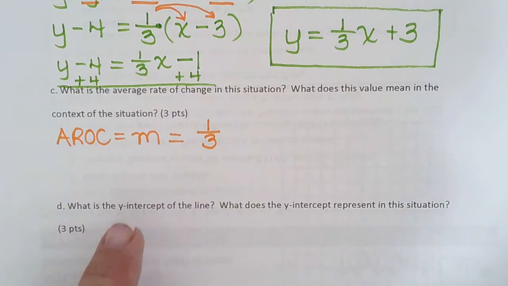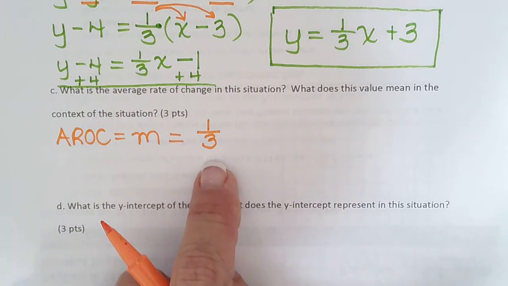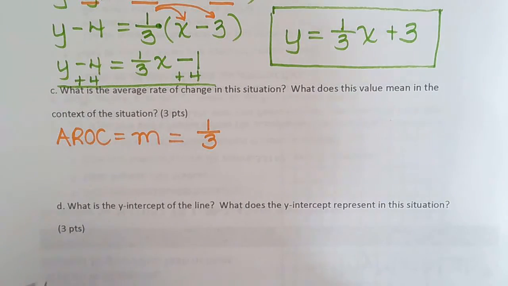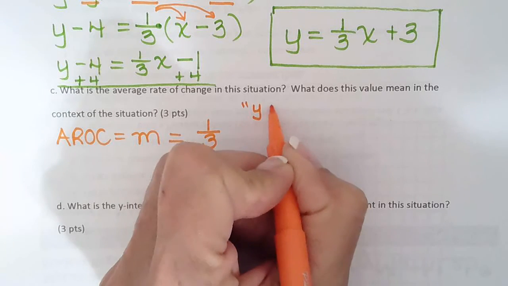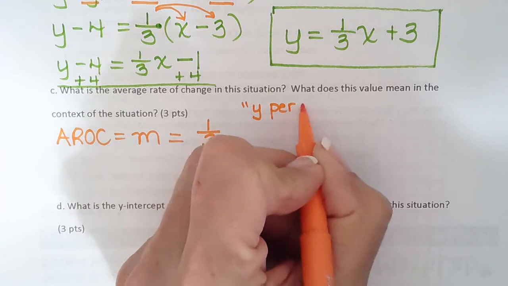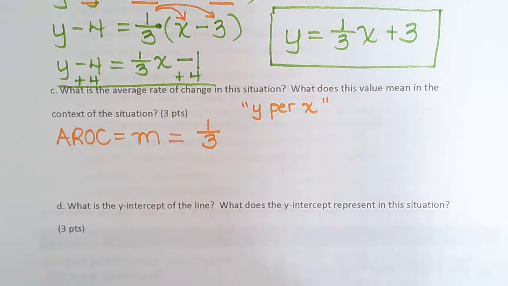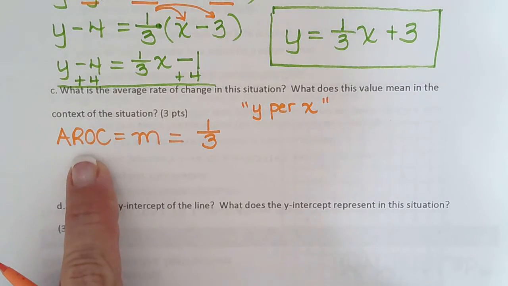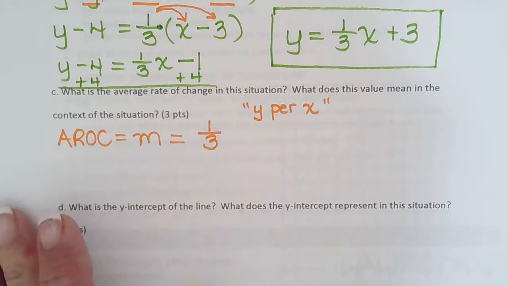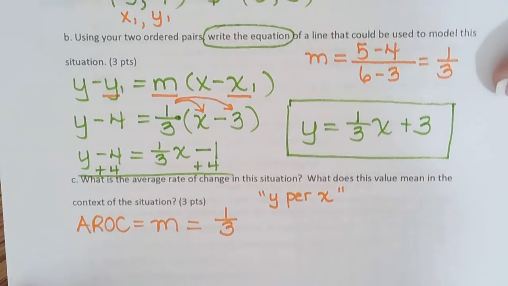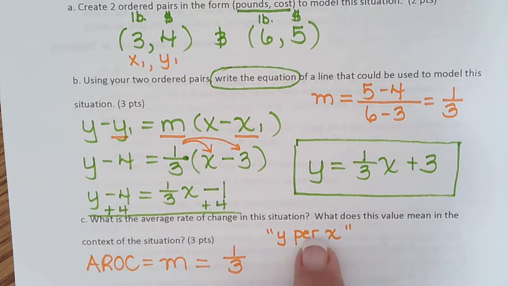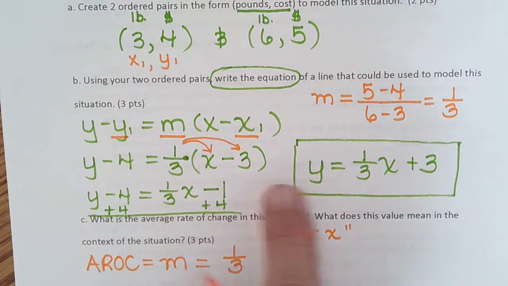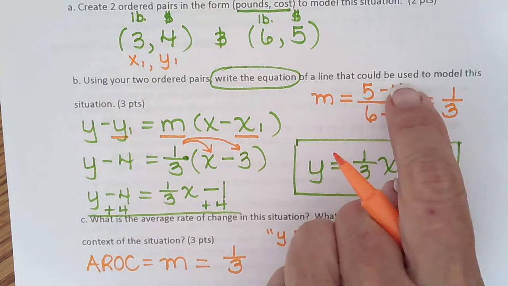What is the average rate of change? 1/3. What does this value mean? So then we got to write a sentence about it. So remember, when we do this, it's y per x. So we don't have to label slope unless they ask, but we always have to label rate of change. And this is the reason I labeled my points up here. So y per x, and remember why it's y per x, because the y's are on the top.